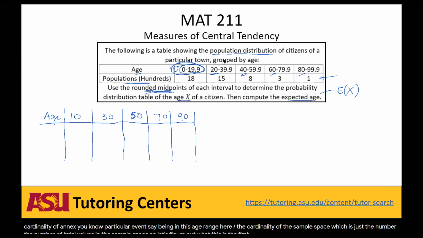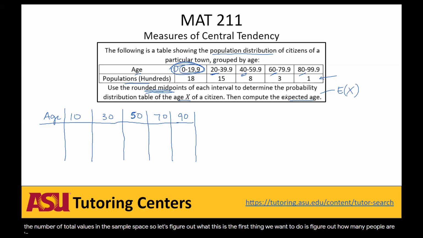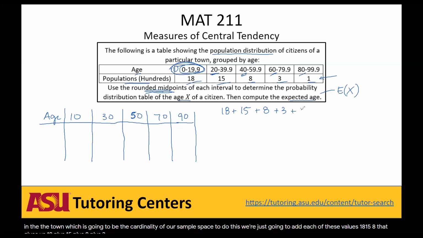The first thing that we want to do is figure out how many people are in the town, which is going to be the cardinality of our sample space. To do this, we're just going to add each of these values, 18, 15, 8, 3, and 1. So that gives us 18 plus 15 plus 8 plus 3 plus 1, and that's going to equal 45, or 4,500. So remember that this is in hundreds.